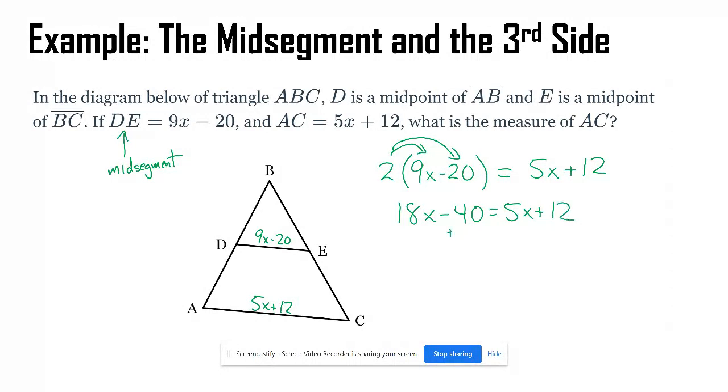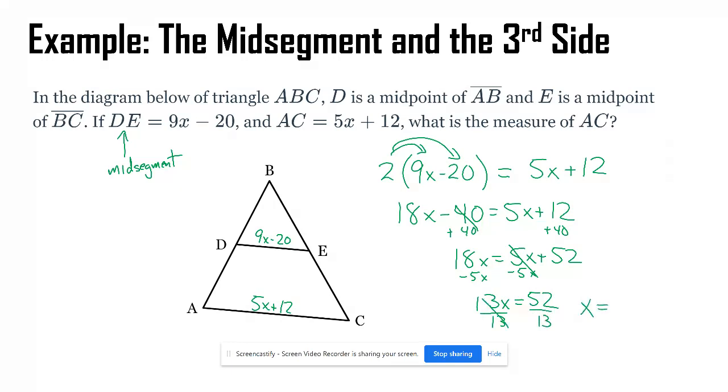And there's different ways to work this out. I'm going to add the 40 first. And I will get 18x equals 5x plus 52. And let's subtract our 5x. You get 13x equals 52. And when you divide by the 13, you should get that x is equal to 4.